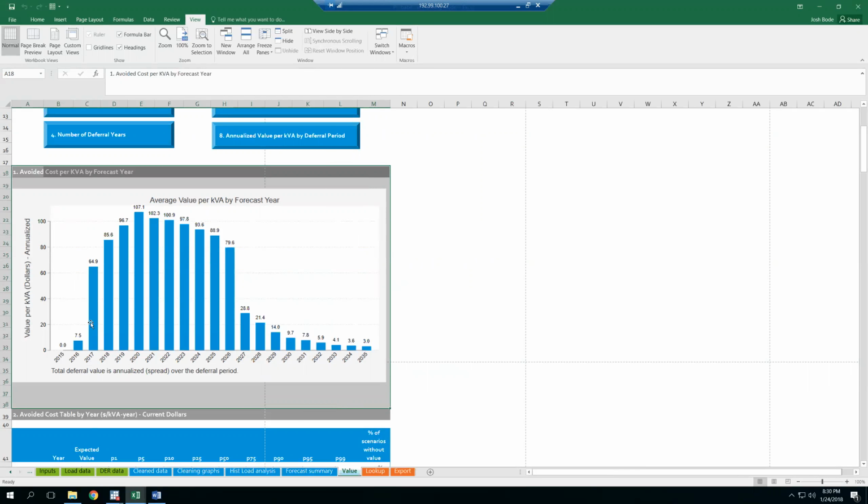It's low in the initial years because the chances of deferral are relatively low in the initial years. It climbs over time in this case because there's a higher likelihood of a need for deferral later on. And then it dips down again because under most scenarios, by this point, you have already implemented the upgrade, so you have no additional value. You have essentially a new area substation or whatever's needed. So that's the first chart, and it's really a summary of the expected values.